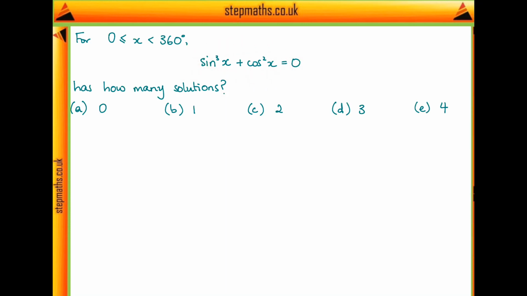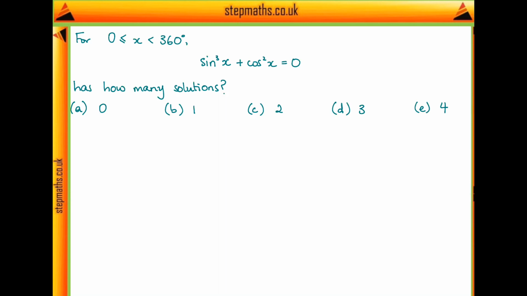Okay, so I'm not good enough at drawing graphs to know what this left-hand side looks like, but I do know how to draw cos squared x, and I could probably try and figure out what sine cubed x looks like. So is there an easy way to use those pieces of information to figure out how many solutions there are?